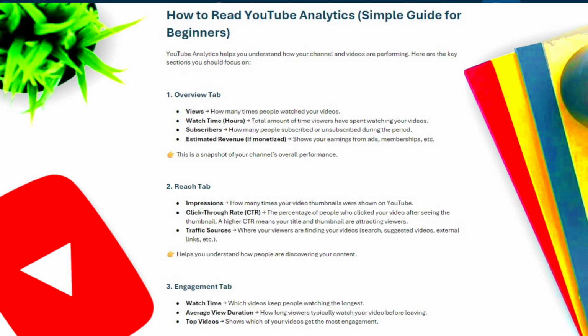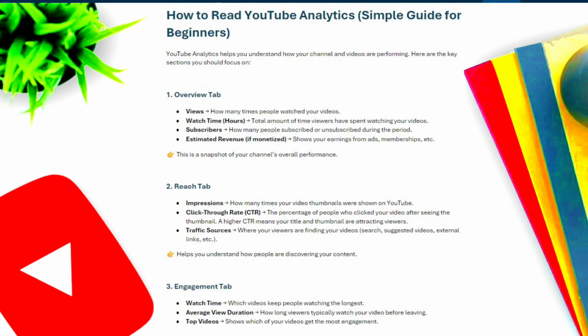1. Overview tab. Views: how many times people watched your videos. Watch time, hours: the total amount of time viewers have spent watching your videos. Subscribers: how many people subscribed or unsubscribed during the period. Estimated revenue, if monetized, shows your earnings from ads, memberships, etc. This is a snapshot of your channel's overall performance.